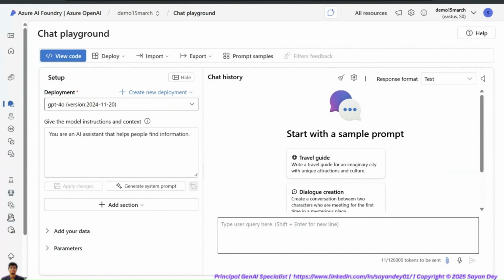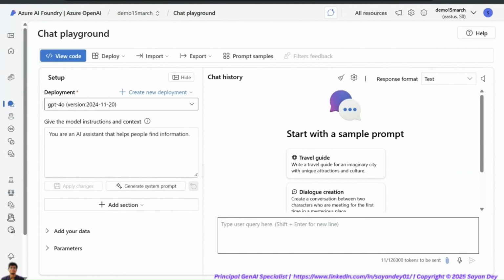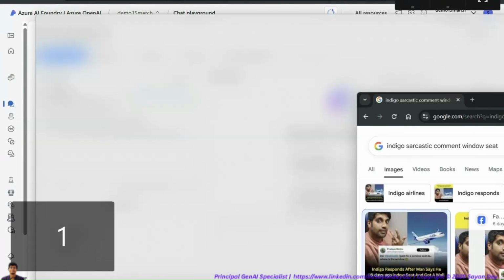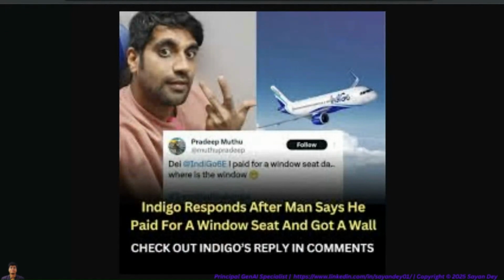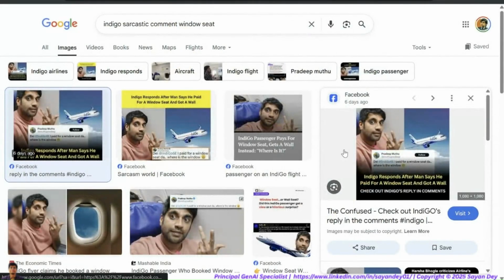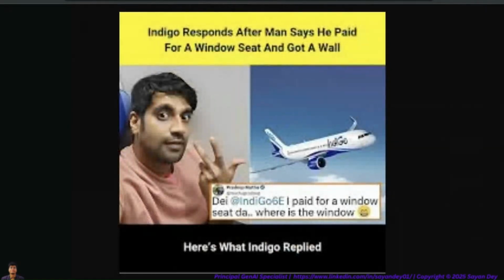Or it can be a more neutral comment. There can be a more neutral comment as well. Like this one that happened some days back, and if you take a look at this, it's very interesting. This person actually paid for a window seat, and as is the current trend today, everybody will post things on social media for their own set of fame. So here this person goes and says, "I paid for a window seat. Where is the window?" Right.